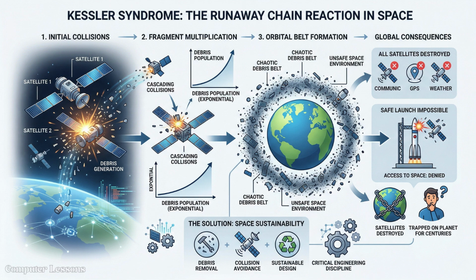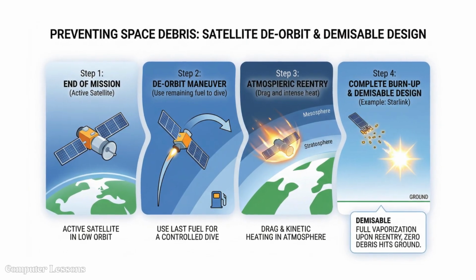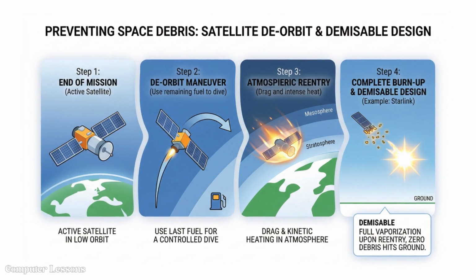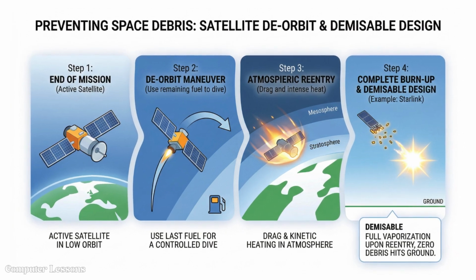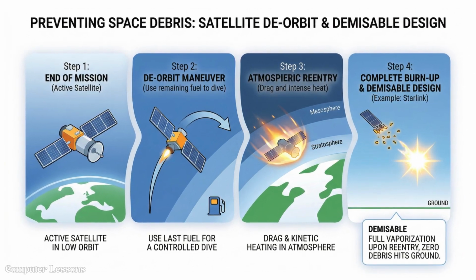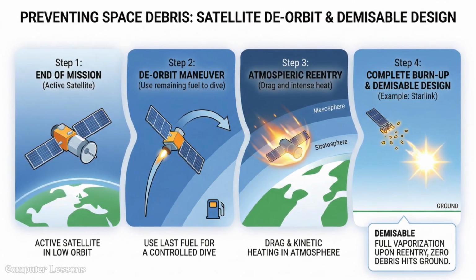To prevent this, modern satellites are designed to deorbit themselves at the end of their life. They use their last remaining fuel to dive into the atmosphere and burn up. Starlink satellites are designed to be demisable, meaning they completely vaporize upon re-entry with zero debris hitting the ground.